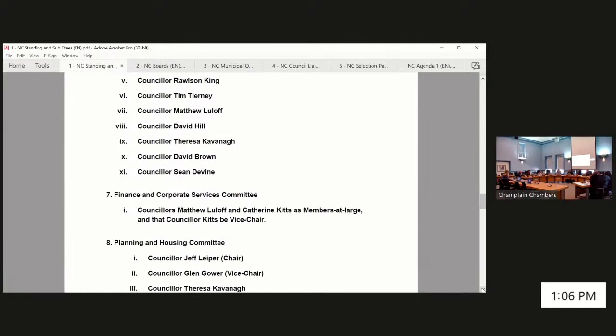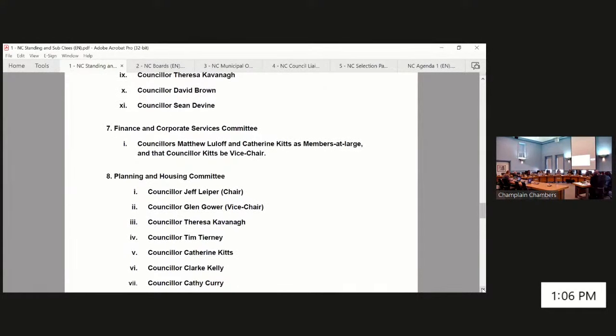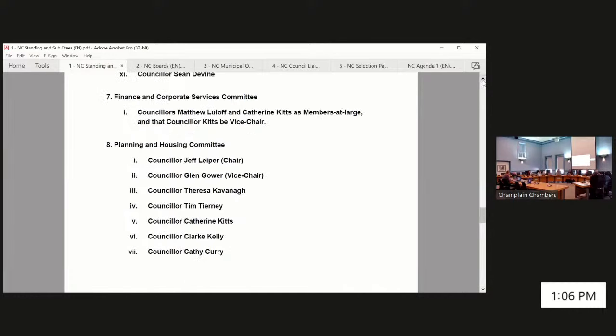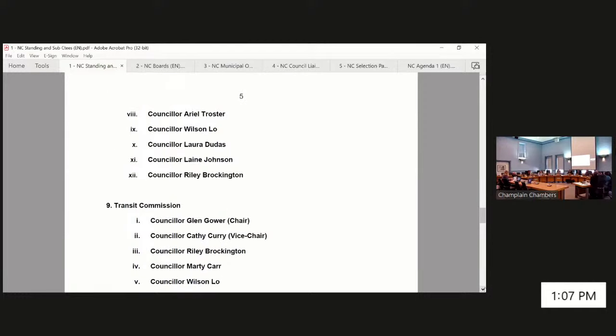For Committee number 7, Finance and Corporate Services Committee, Councillors Luloff, Kitts as Member at Large, and Councillor Kitts to be Vice Chair. Committee number 8, Planning and Housing Committee, Councillor Leeper as Chair, Councillor Gower as Vice Chair, Councillor Kavanaugh, Councillor Tierney, Councillor Kitts, Councillor Kelly, and Councillor Curry. Councillor Troster, Councillor Lowe, Councillor Dudas, Councillor Johnson, and Councillor Brockington.